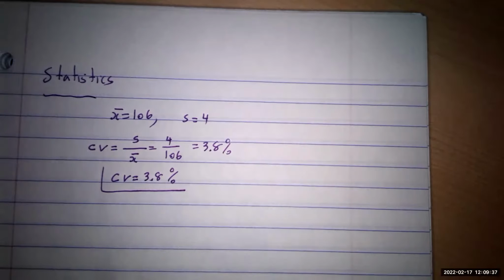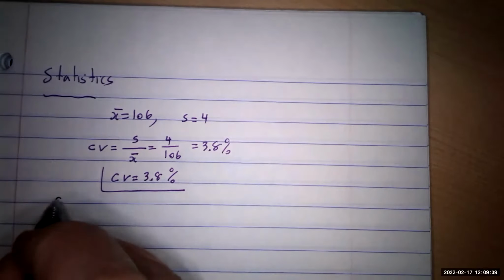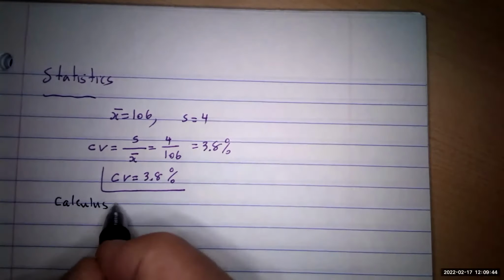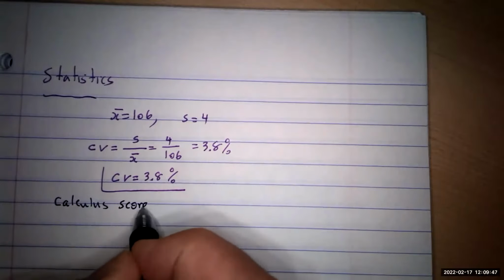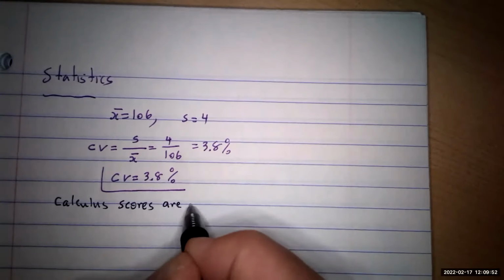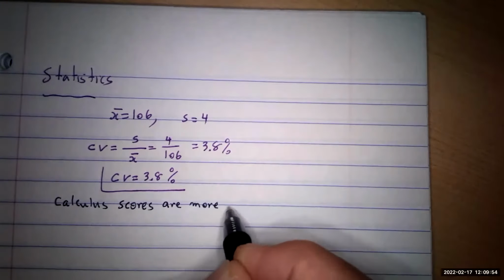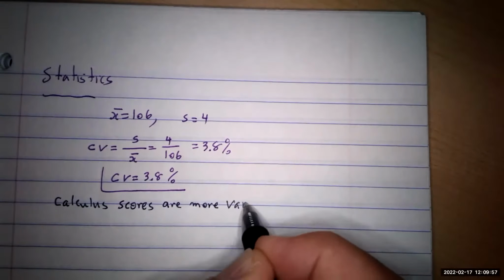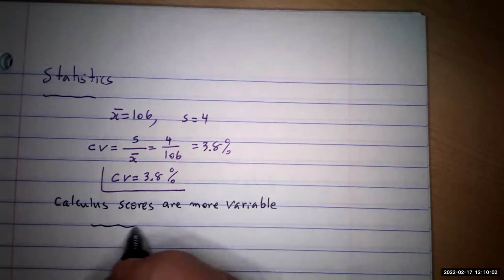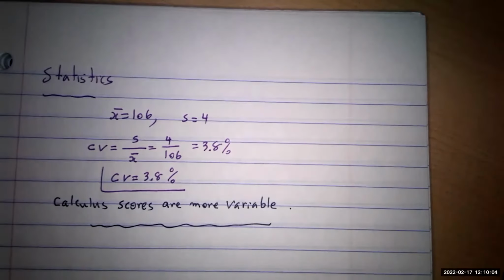Okay, the comment is going to be that the calculus scores are going to be more variable. It's going to be more variable than the statistics one. Okay, and it's clear that the points are going to be different to get these numbers.